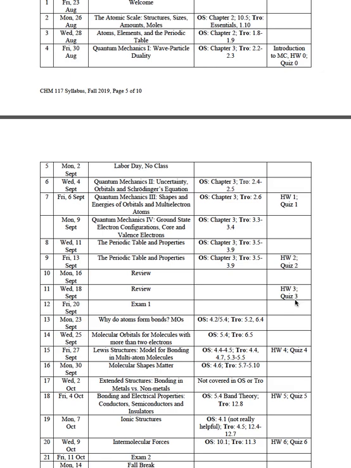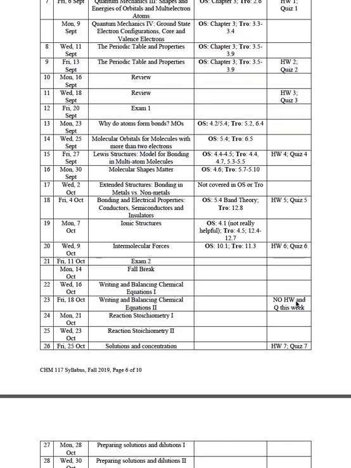Bear in mind the Mastering Chemistry assignments, both the homeworks and the quizzes, are always due at 4:59 p.m. on Fridays. They're not due at midnight. Please listen as I say that again. The homework and quiz assignments are always due at 4:59 p.m. on the day that they are due, not midnight.